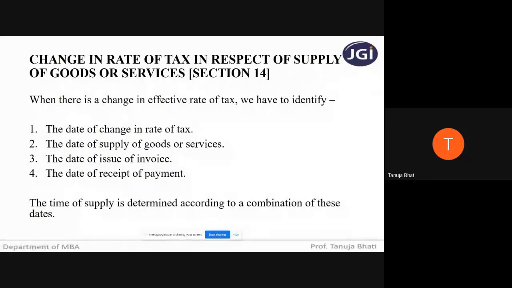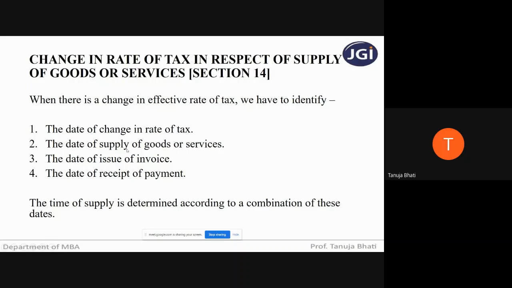So when there is a change in the effective rate of tax, we have to identify what is the date of change in the rate of tax. From when does the government specify or notify that this is a particular date from which the rate of GST is going to change? So that date is very important, students, in order to know whether we should apply the old rate or whether we should apply the new rate of tax. So first thing is that what you have to identify is the date of change in rate of tax.